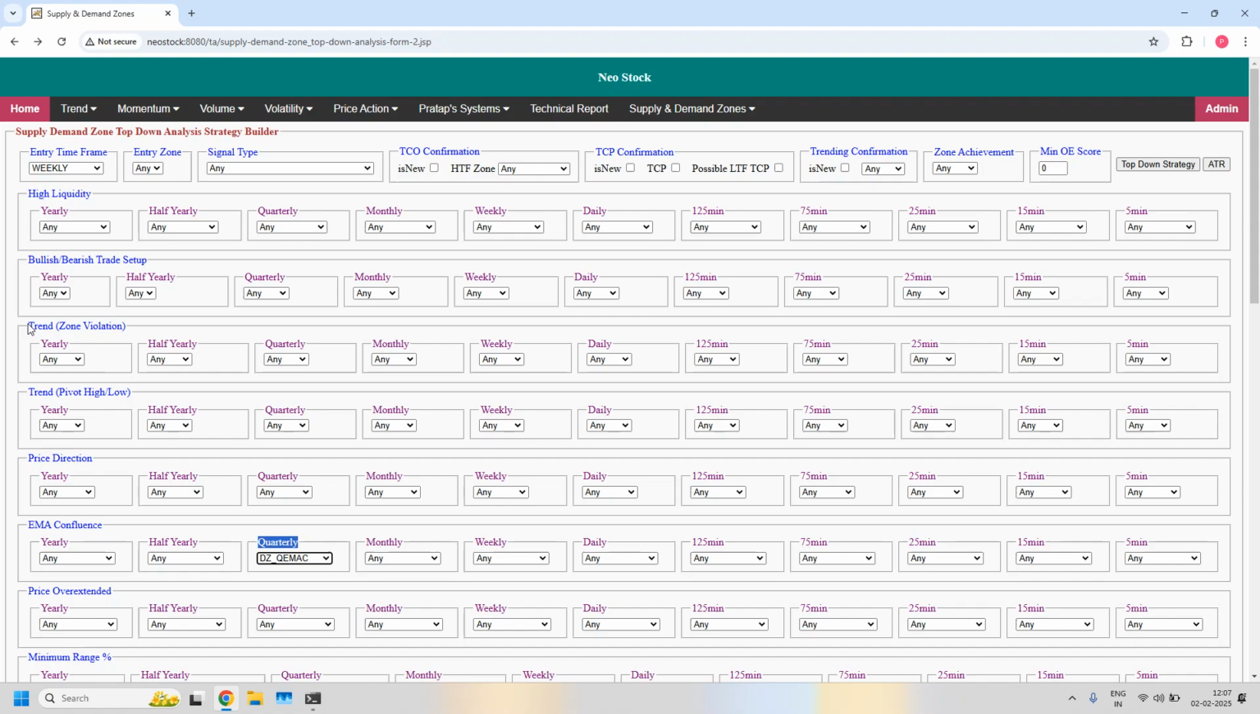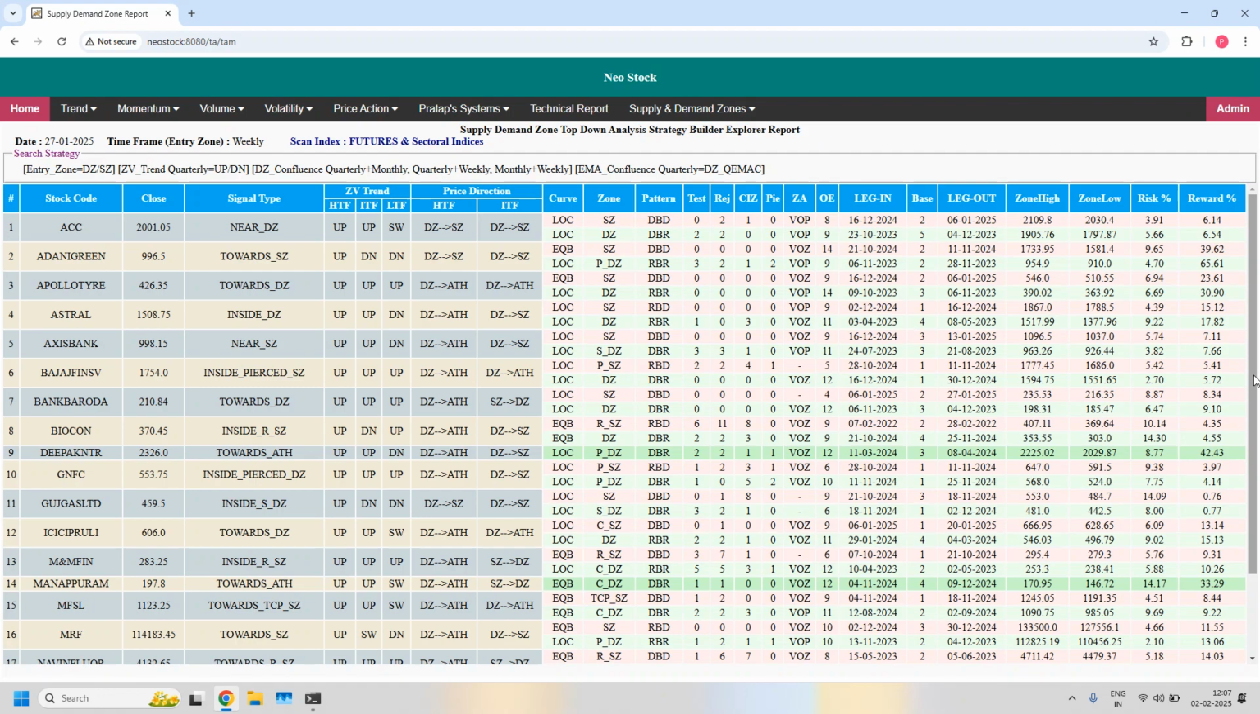Next, what about trend? The trend on quarterly time frame is either up or down. With these filters, now the list has come down to only 20 stocks. These are the high probability setup supported weekly zones. All these are weekly zones, but these zones are inside monthly zone, both together inside quarterly zone. That quarterly zone is having quarterly EMA confluence. That way our weekly zones are powerful zones.